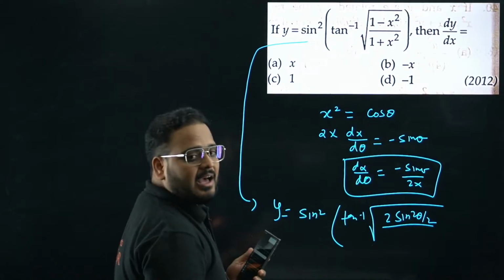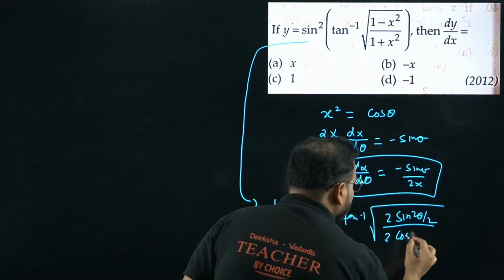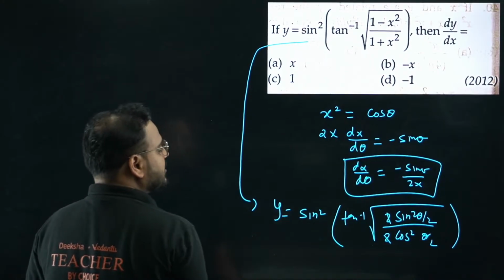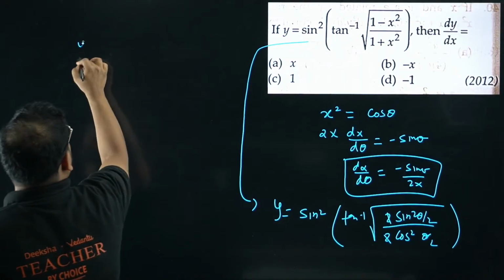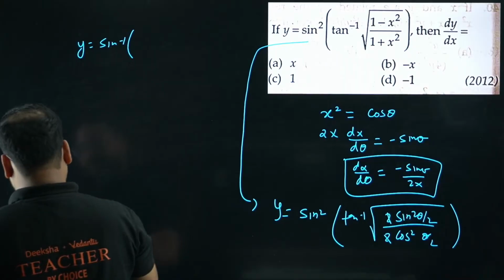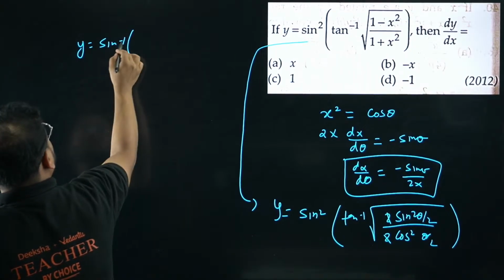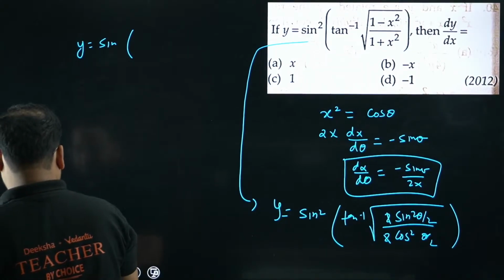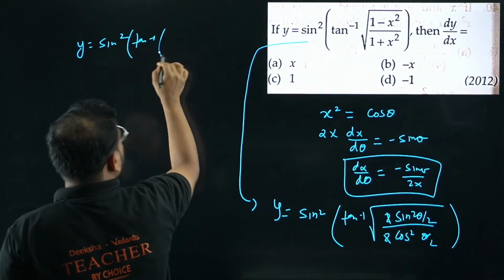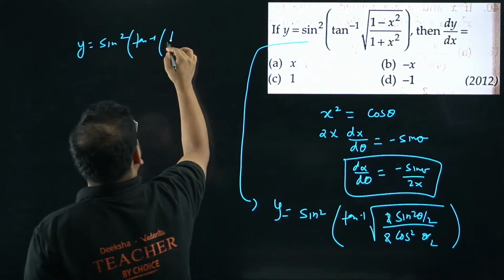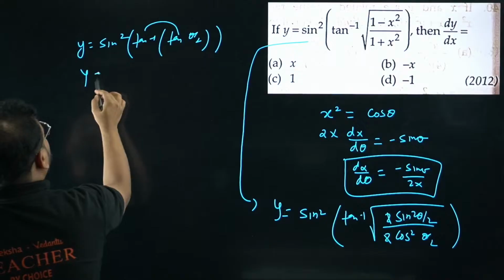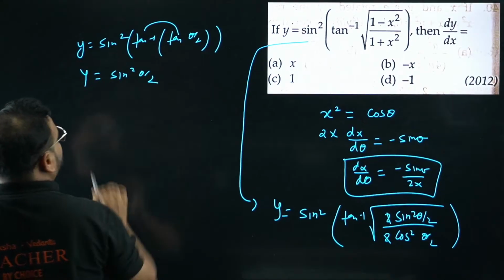Same way, I will have over here 2 cos square theta by 2. The 2 and 2 cancel. I'm going to get sine by cos in the tan inverse. So I'll be ending up with y equal to sine square of tan inverse of sine by cos, which is tan theta by 2. Tan inverse of tan will be cancelled. I have y equals sine square theta by 2. Can you solve it now?